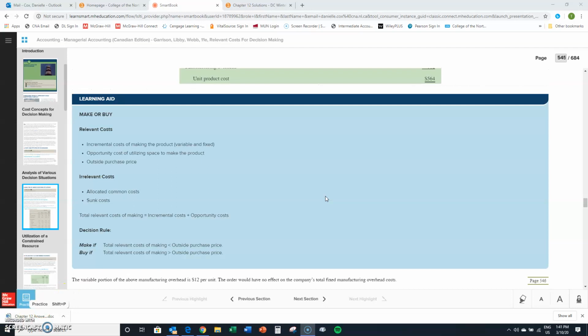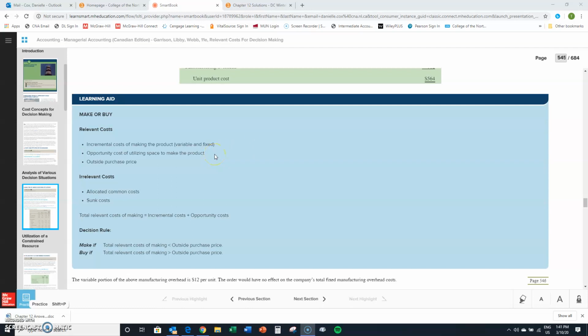Okay, so now we're moving on to make or buy decisions. So again, we're just going to review the learning aid because it kind of summarizes what was read before. So relevant costs in this decision: incremental costs of making the product, both variable and fixed. So if you're going to make the product, what additional costs are you going to incur? Additional variable cost and additional fixed cost. Also opportunity cost of utilizing space to make the product.